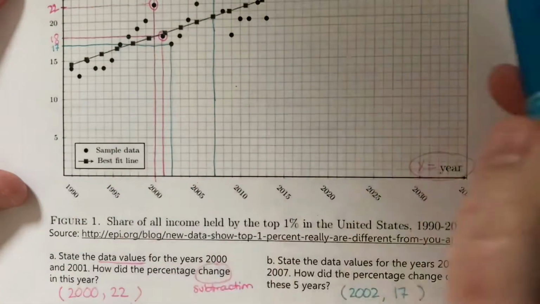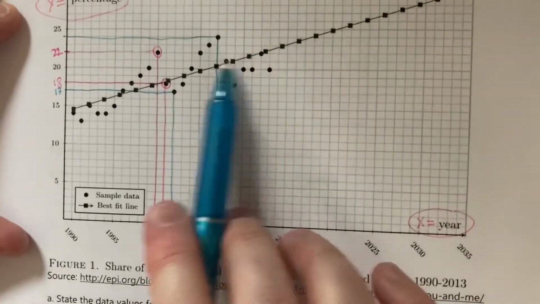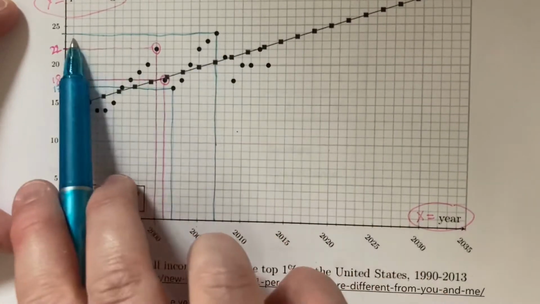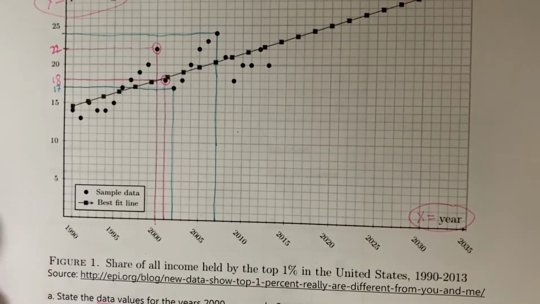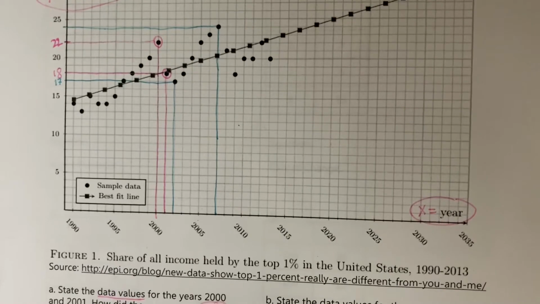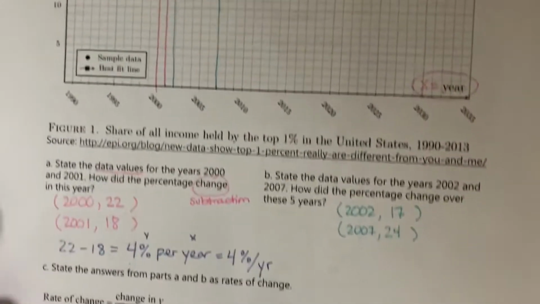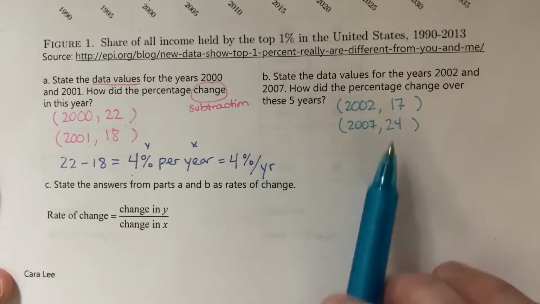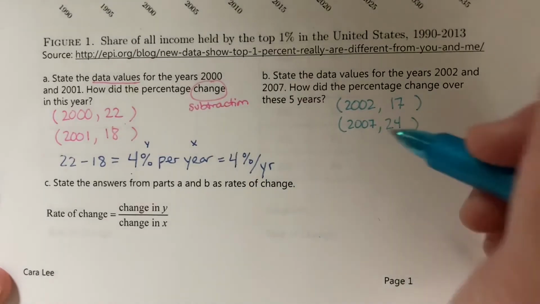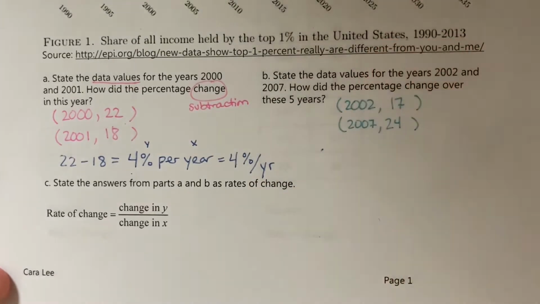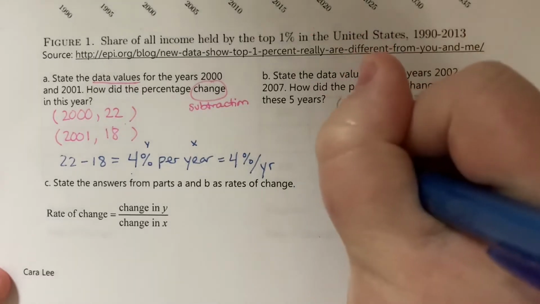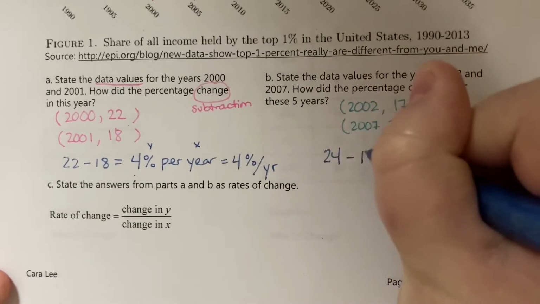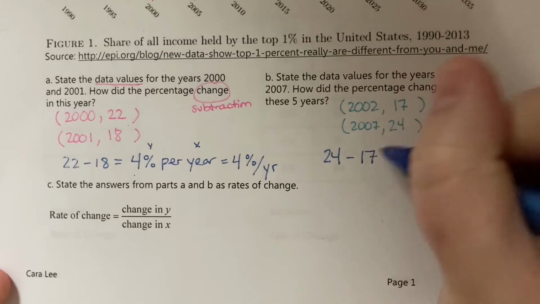That line doesn't perfectly predict what actually happens. We want to go to the actual data point, or again, the value in the table on some of the homework too. All right, then it says, how did the percentage change over these 5 years? Well, we'd take 24 minus 17, and that would be 7.